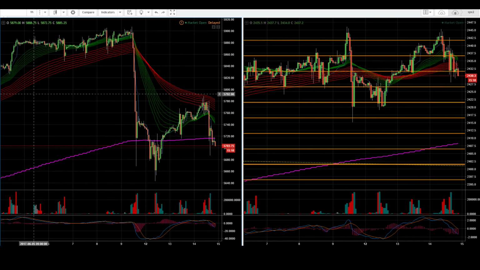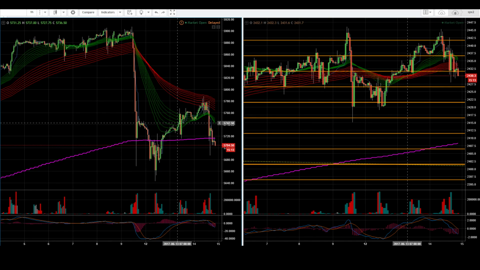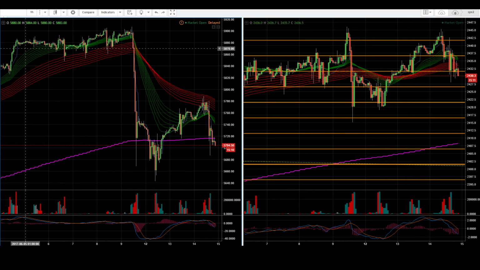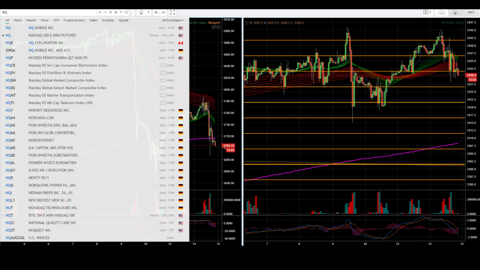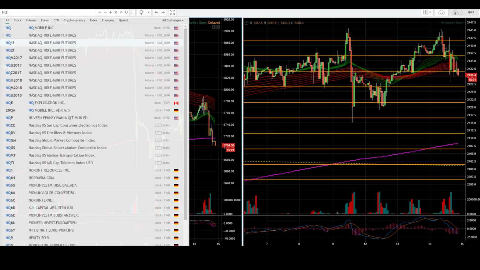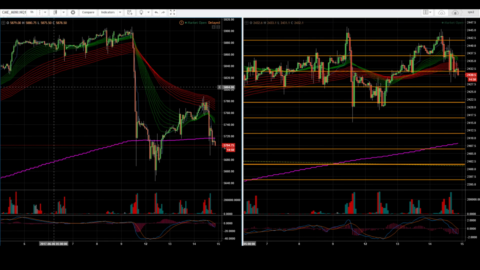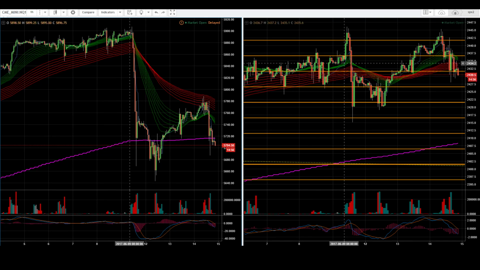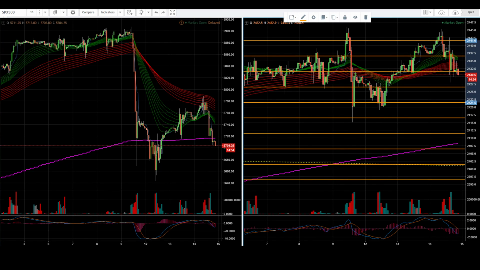So right now I'm looking at Nasdaq, right? Here's NQ on the left. We're down here, guys. SPX is down here. I don't think my NQ here is updated correctly. I just want to double check. Yeah, actually it should be good here.